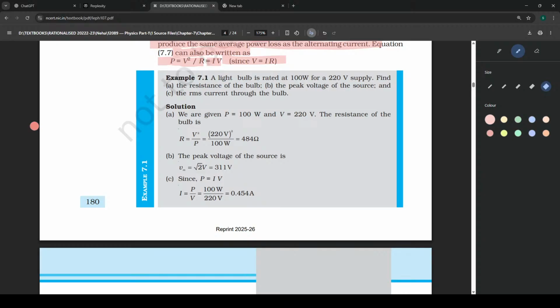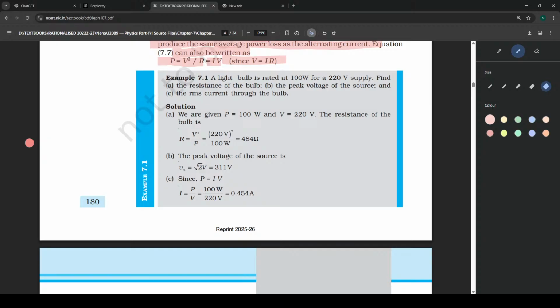Now a light bulb is rated at 100 watt for a 220 volt supply. Find the resistance. First we need to find the resistance of the bulb, then the peak voltage of the source, and the RMS current through the bulb. Okay, they clearly ask peak voltage, which means this voltage is obviously the RMS value. Now let's see the solution.